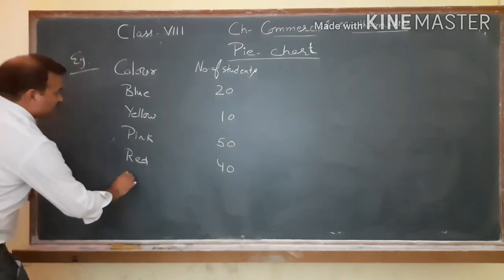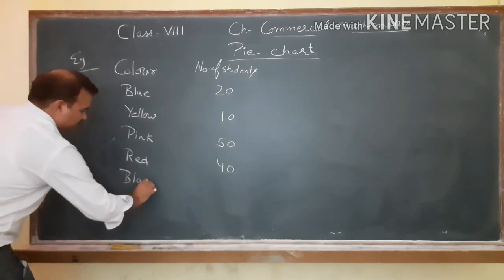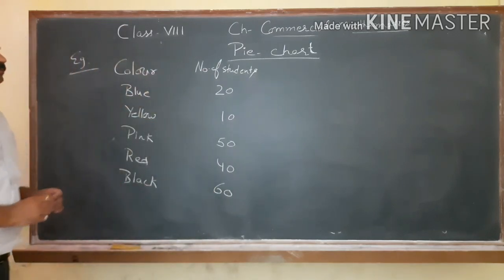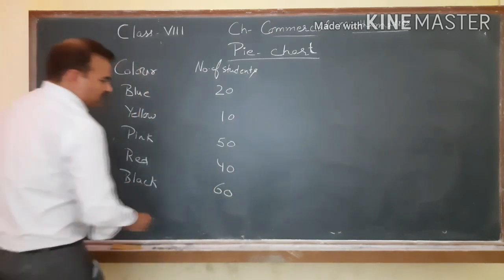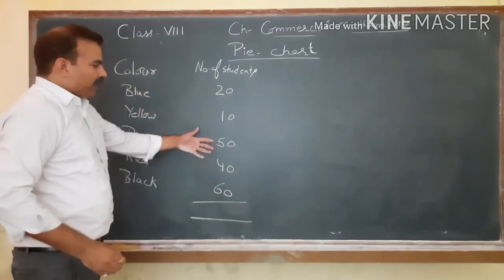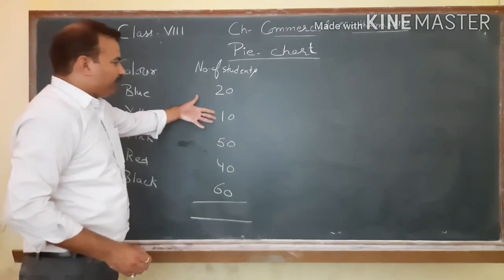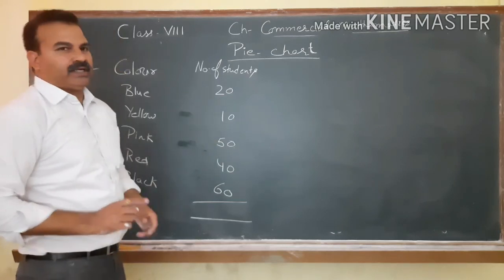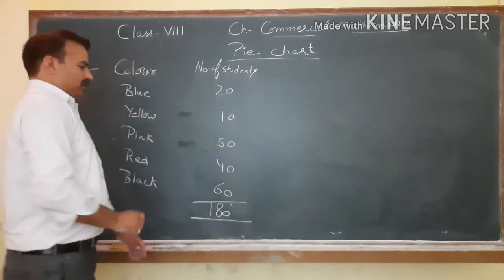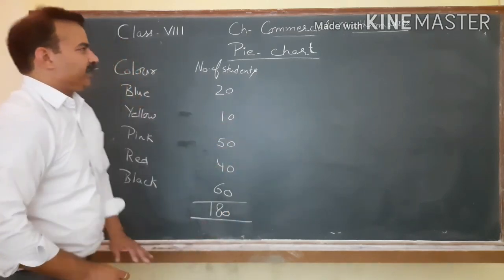and then let black be a color liked by 60. Now the total is 60 plus 40, 100, 100 plus 50, 150, and plus 10, 160, and 20, that is 180. Total is 180.